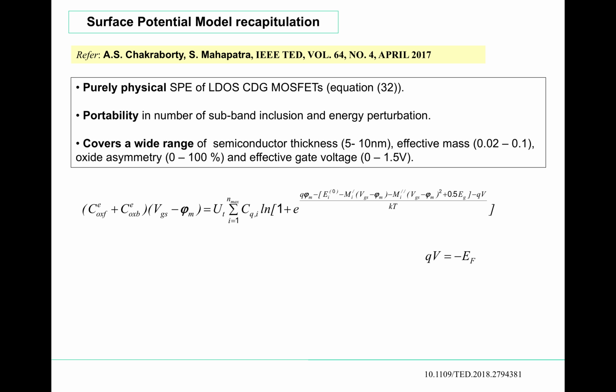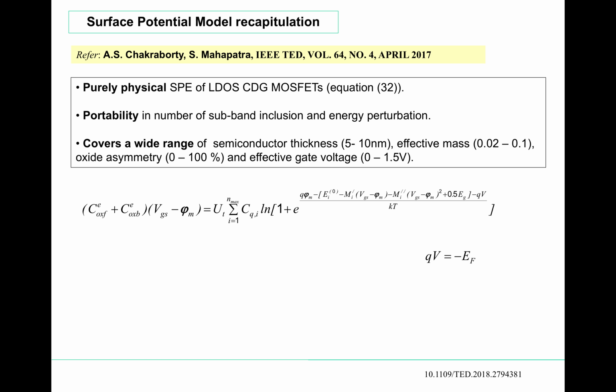You just have to play with this nmax parameter in the surface potential equation. Nmax is the maximum number of subbands, which is in our case 3. So you make it 1, make it 2, make it 3 based on the need of the engineer or the designer. And mi dashed, mi double dashed, these are the bias independent parameters for perturbation. Eg is the band gap.